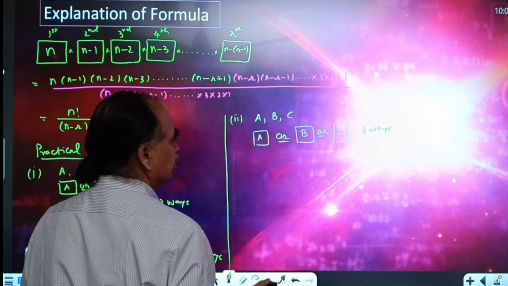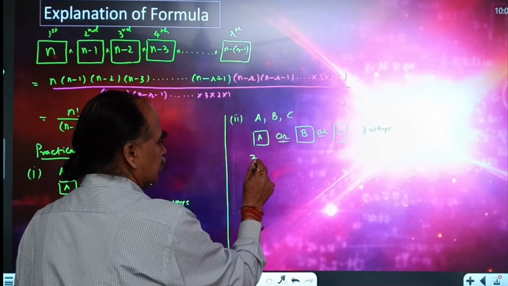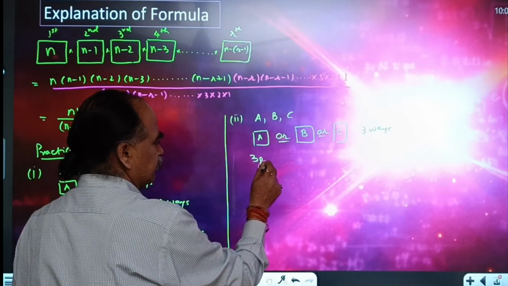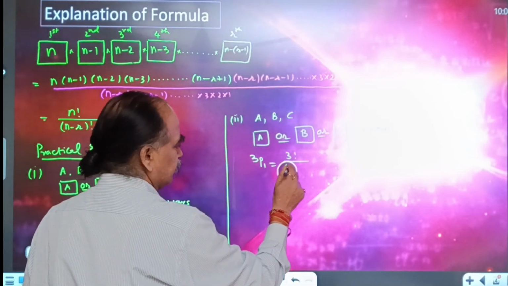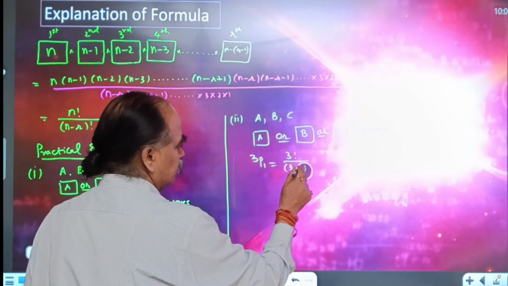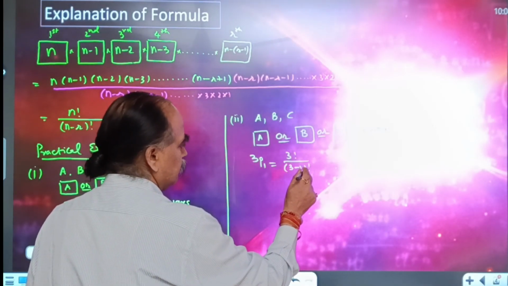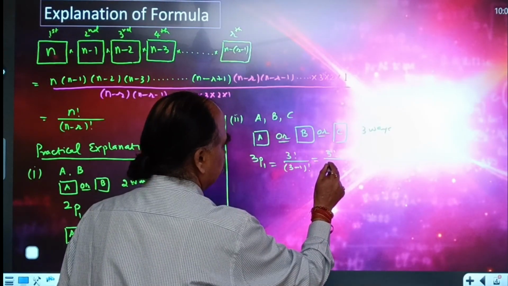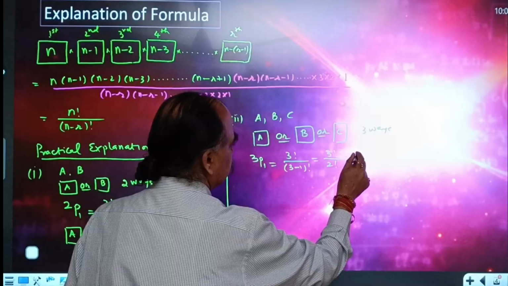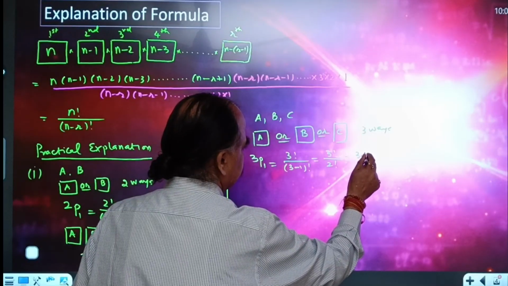Three ways. By formula, 3P1 is 3 factorial upon 3 minus 1 factorial, which is 3 factorial upon 2 factorial, so 3 ways.